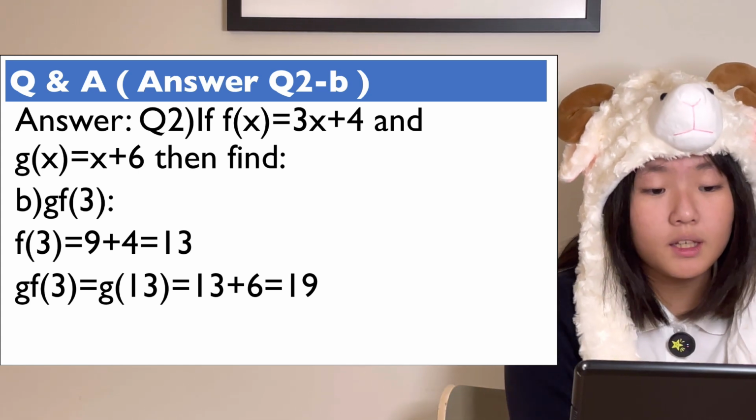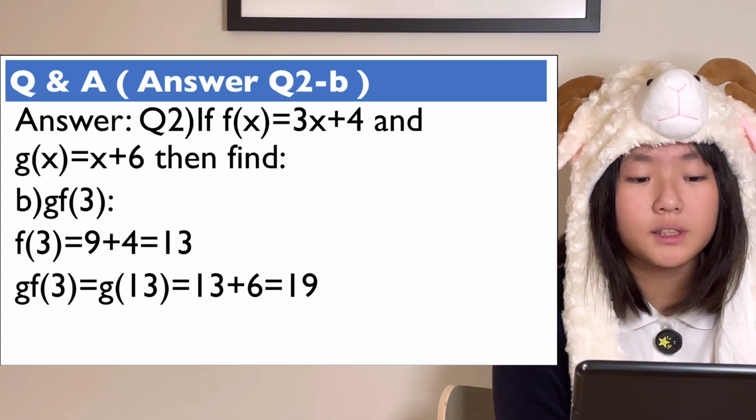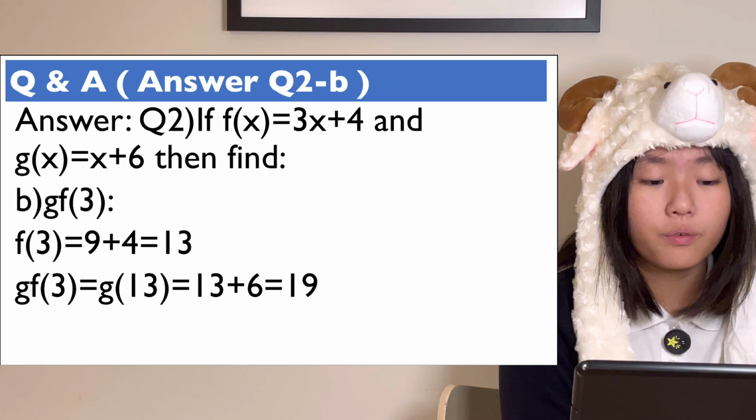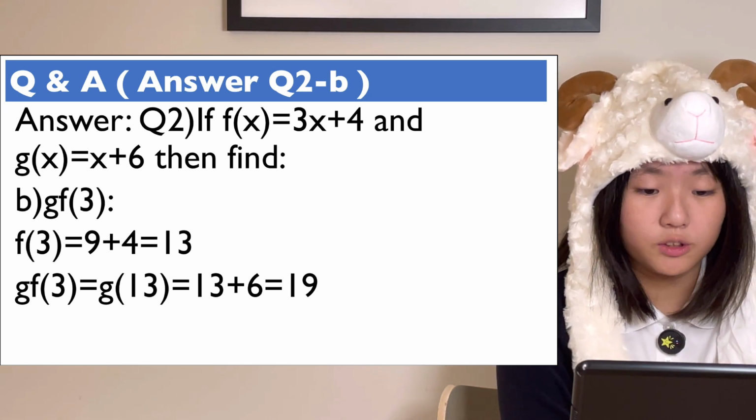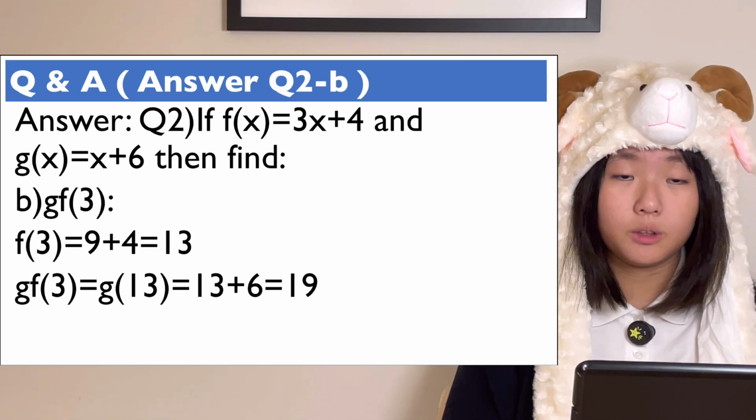The answer for B is f(3) equals 9 plus 4, which is 13. Therefore, gf(3) equals g(13), which is 13 plus 6 equals 19.